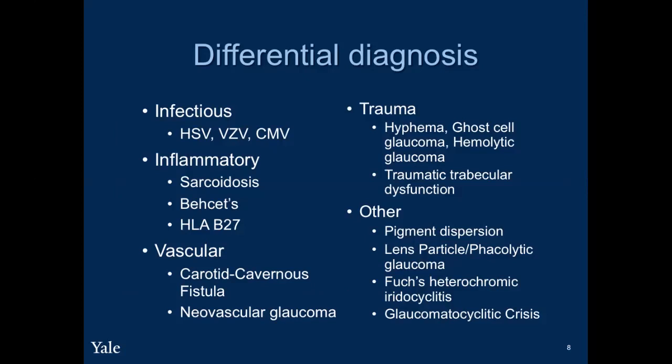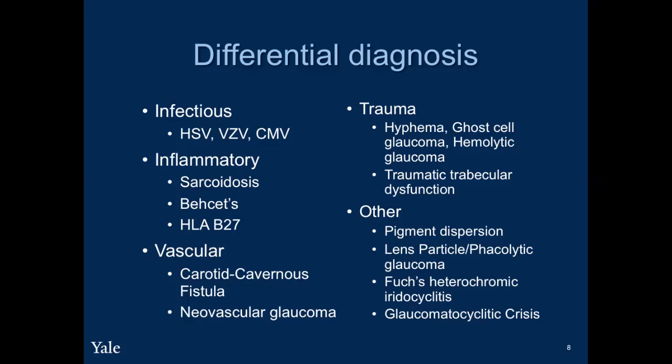Some of the differentials that we would be thinking about, I'd like to categorize using a systems-based approach. Infectious, I was thinking of things like HSV, VZV, CMV. Inflammatory causes could include sarcoidosis, Behçet's, HLA-B27. Vascular causes can include something like a CC fistula, although this would be rare in the absence of any blood in Schlemm's canal, and neovascular glaucoma.